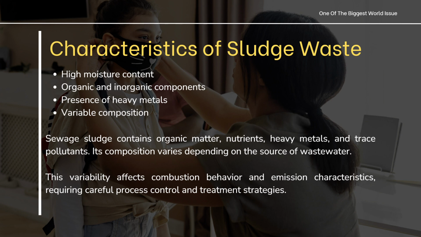Next is the characteristic of the sludge waste. There are 4 points here: the high moisture content, organic and inorganic components, presence of high metal, and variable composition. Sewage sludge contains organic matter, nutrients, heavy metals, and trace pollutants. Its composition varies depending on the source of the wastewater. This variability affects the composition, behavior, and emission characteristics, requiring careful process control and treatment strategies.